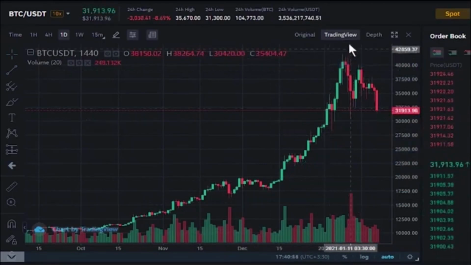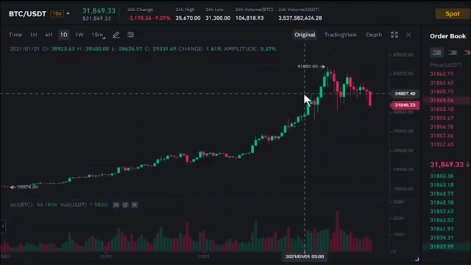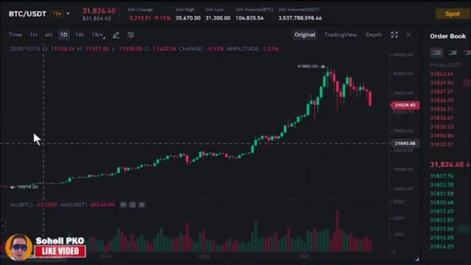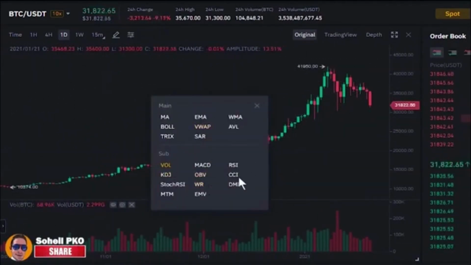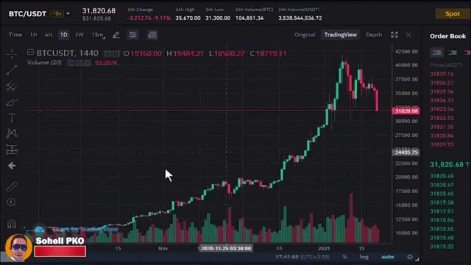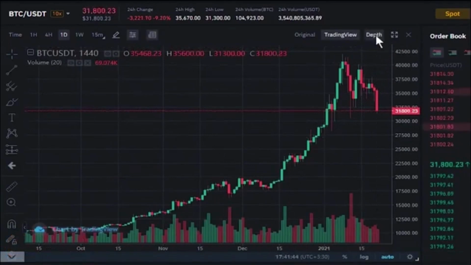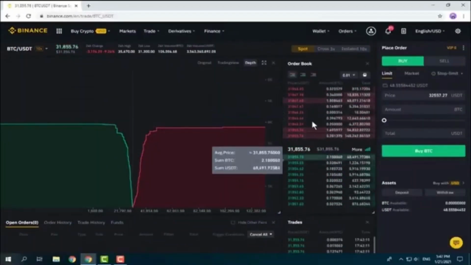This chart is actually from TradingView, and we also have the original one, which is from Binance, but it's very basic and you don't have many tools, and the indicators are also limited, as you can see. So this chart that is from TradingView is better. And here's the depth graph, which is actually the graphical representation of the order book that you see here.